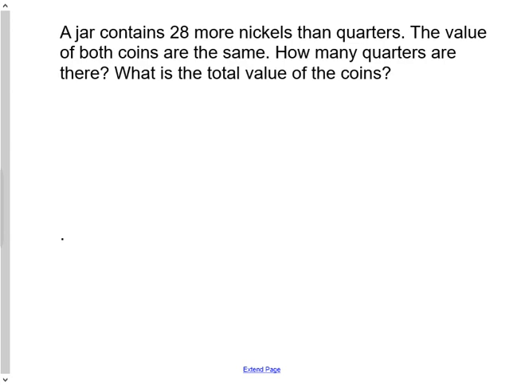Your story problem question says a jar contains 28 more nickels than quarters. The value of both coins is the same. How many quarters are there? What's the total value of the coins?